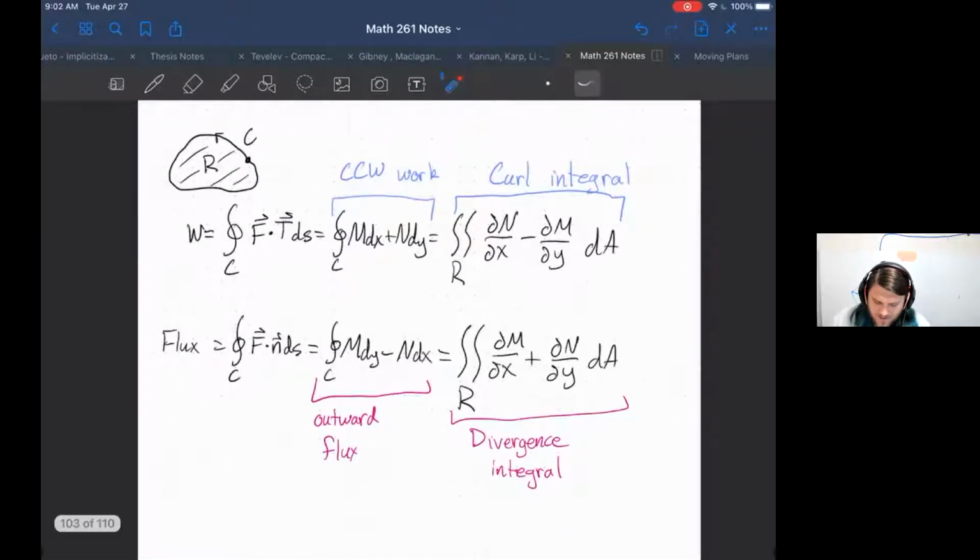Green's theorem also allows us to write the outward flux and relate that to a double integral of divergence. So this term here, del M del x plus del N del y, this is known as the divergence of a vector field. But again, the idea is we have a line integral and we can turn that into a surface integral and vice versa.